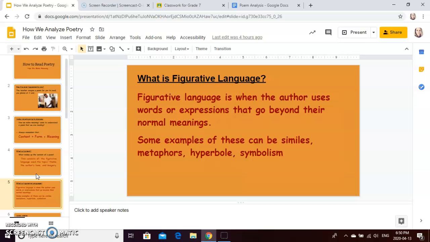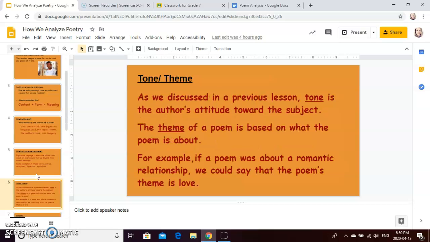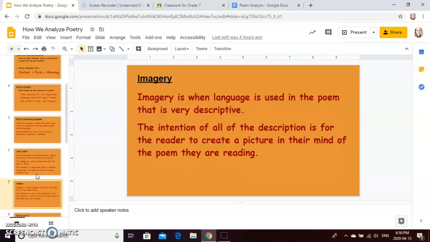So as I said, figurative language is when the author uses words or expressions that go beyond their normal meanings. And I did give some examples earlier. That is part of what we look at when we look at the content of a poem. Tone and theme. Tone is the author's attitude towards the subject, and theme is what the poem is based on or what the poem is about. That also makes up the content of a poem. Imagery is descriptive language, and does the language that's used allow you to create a picture in your mind? So those things all together create the poem's content. So that's what I mean when I say content.